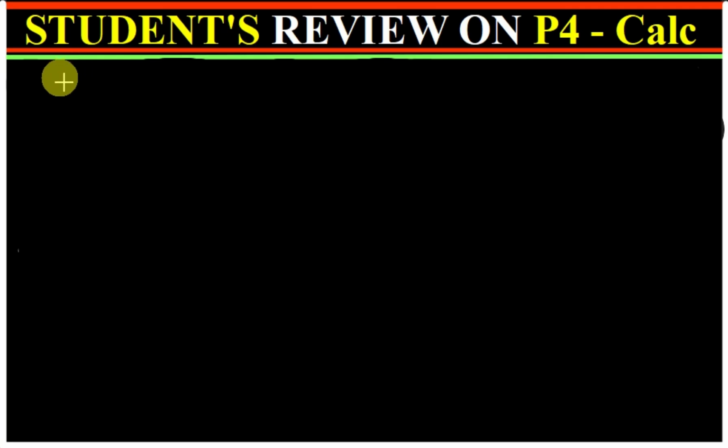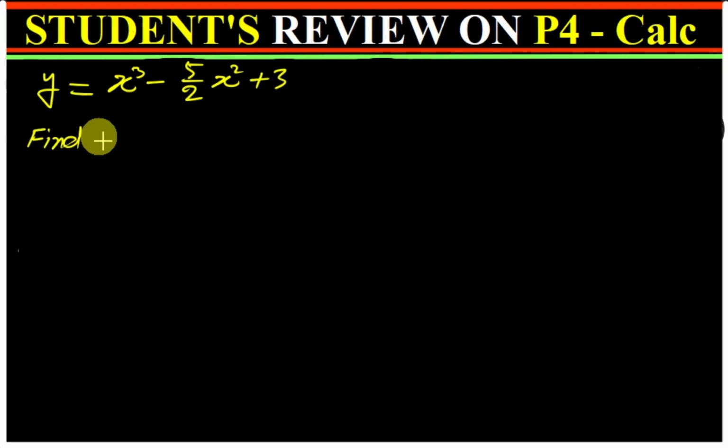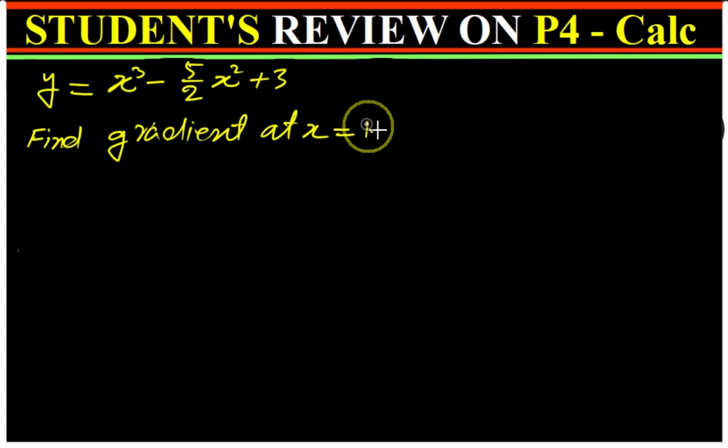Now another question was like, one equation was given: y is equal to x cube minus 5 by 2 x square plus 3. It was asked to find the gradient at x is equal to 1.5. So how to find the gradient of this curve at x is equal to 1.5? To find the gradient, we find dy by dx of this given curve.